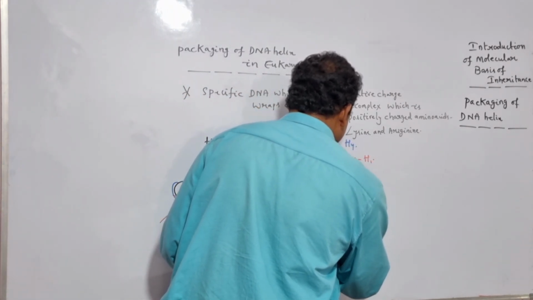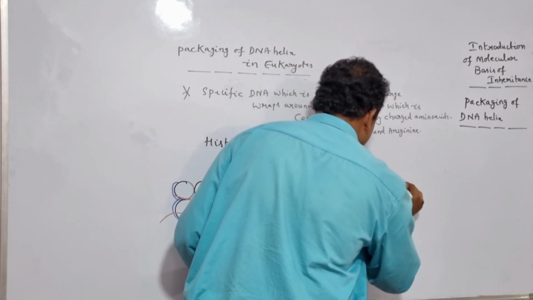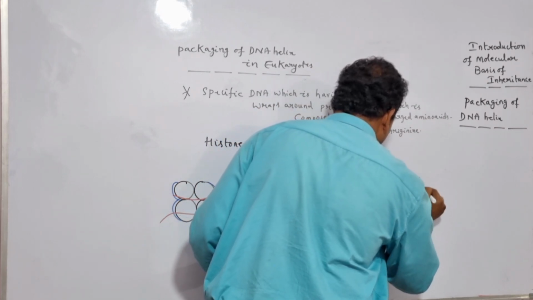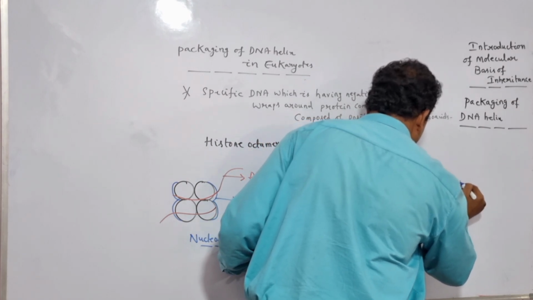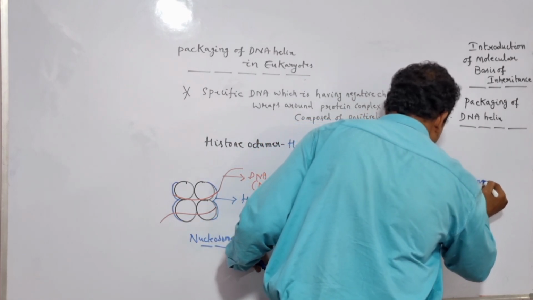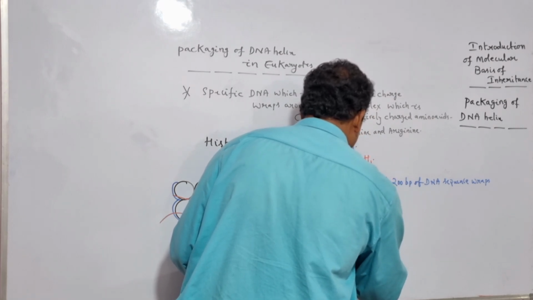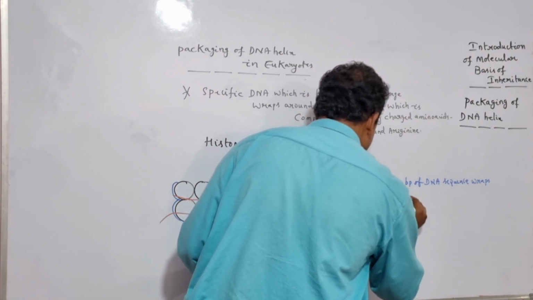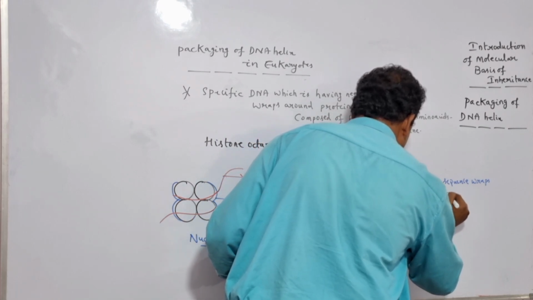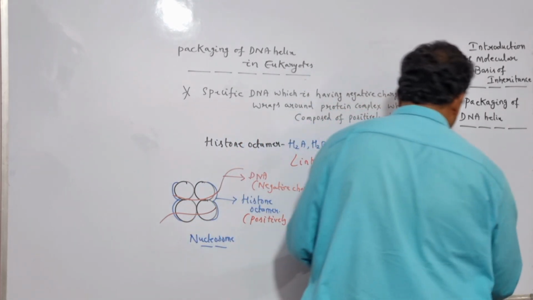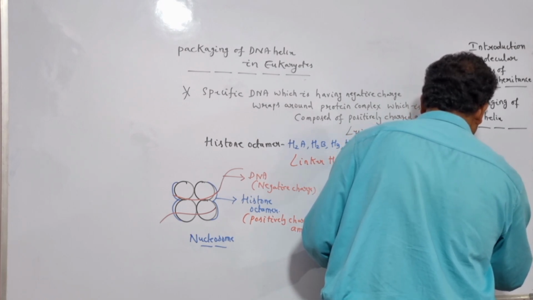In general, 200 base pairs of DNA sequence wraps around the histone octamer in order to form a specialized structure known as nucleosome.